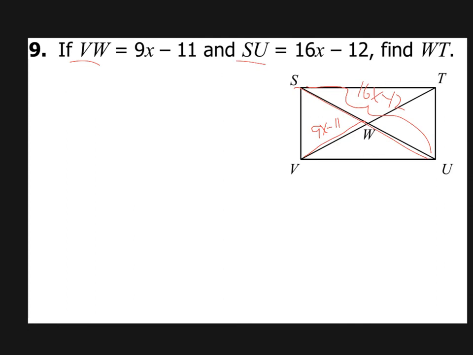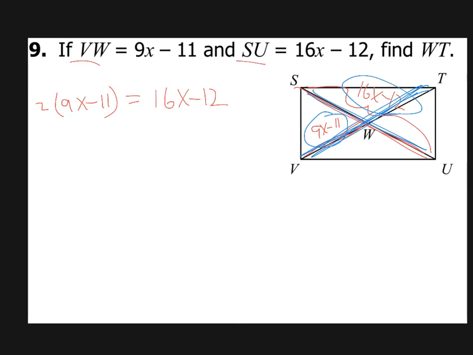Now, what do I know? I know that this is twice the length of this. So 9x minus 11 twice is worth the same as 16x minus 12. Again, the whole diagonal is 2 of these. This whole diagonal and this whole diagonal are the same. So to get 16x minus 12 to be worth the same as the other algebra expression, I have to double it, which is 18x minus 22 equals 16x minus 12.